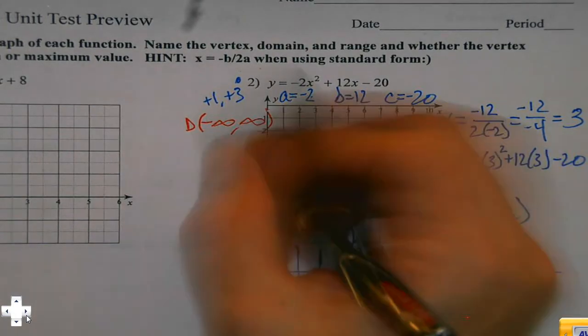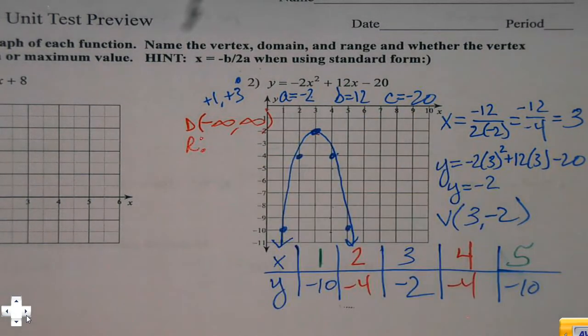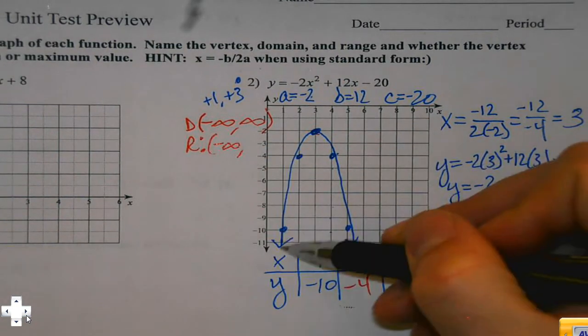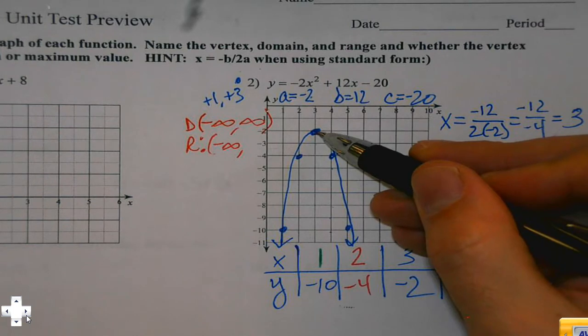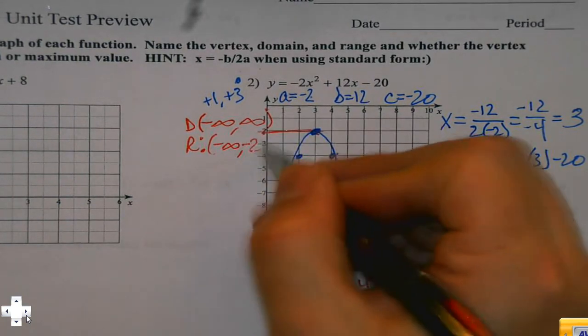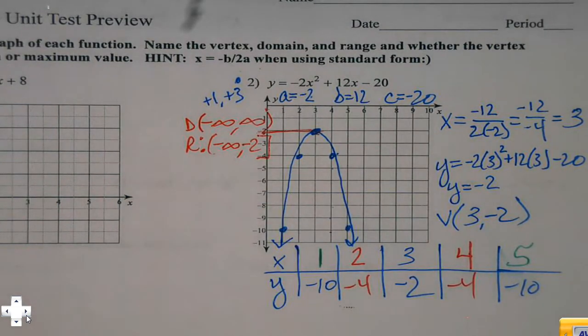So then here, my range. Now, it goes down forever. I got that part down. But it doesn't go up forever. It only goes to here, which is -2.